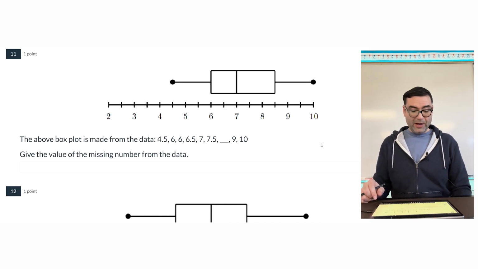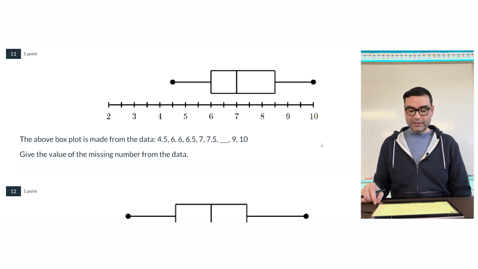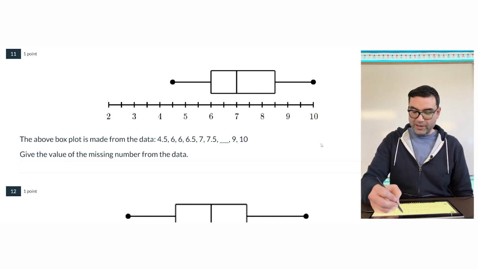Number 11, the box plot is made from the data 4.5, 6, 6, 6.5, 7, 7.5, blank, 9, and 10. Give the value of the missing number from the data. Let's first talk about the median. The median of this box plot has to be 7.